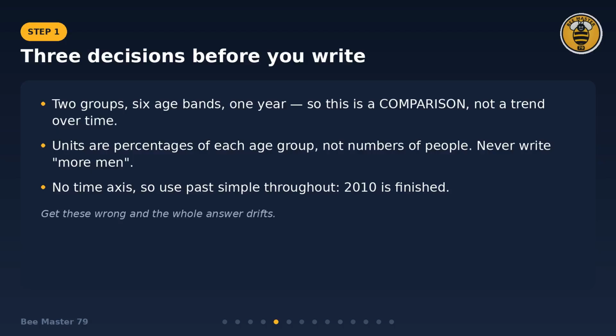Now 3 decisions before you write a single word. This is a comparison between two groups in one single year, not a trend over time. The units are percentages of each age group, so you must never write more men, only a higher percentage of men. And because 2010 is finished, everything goes in the past simple.